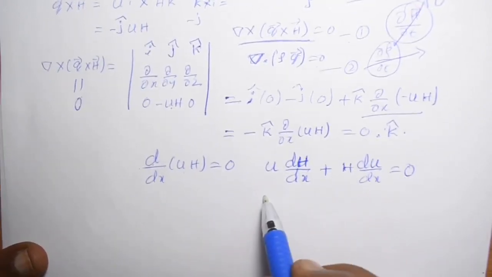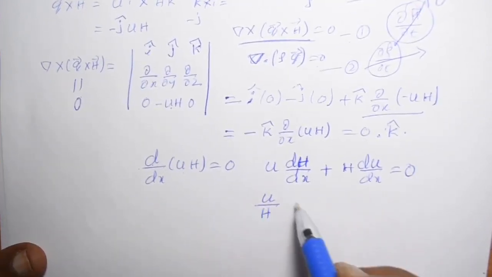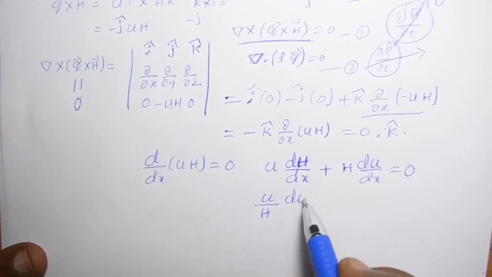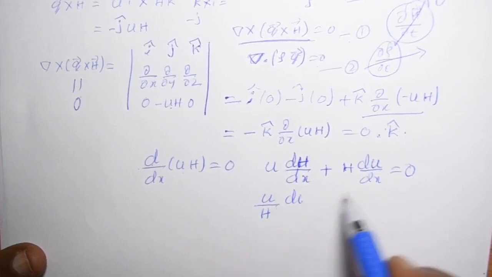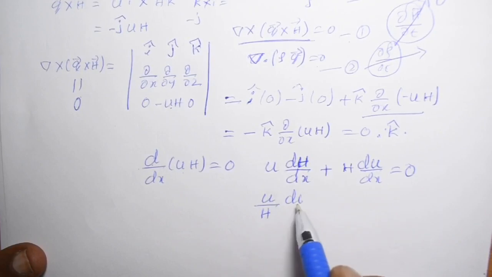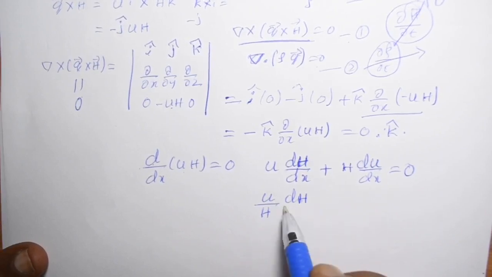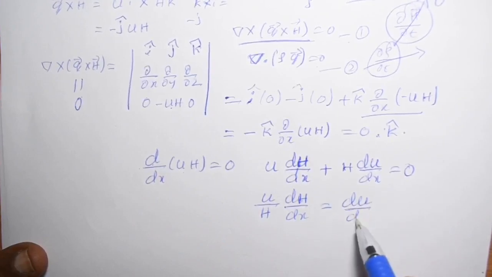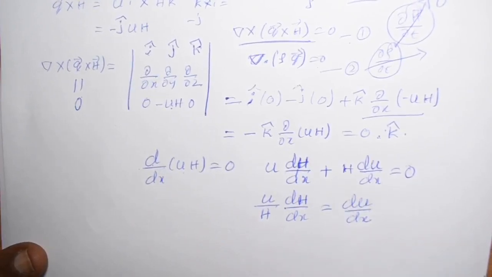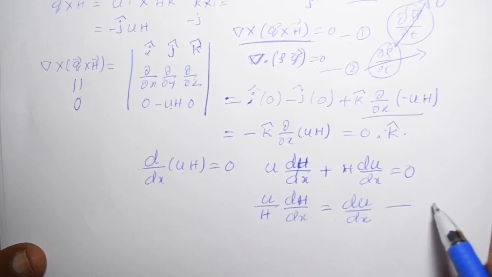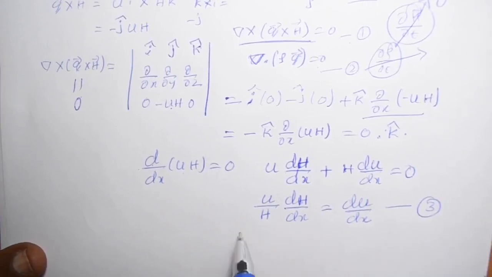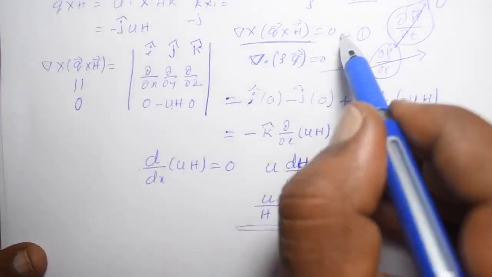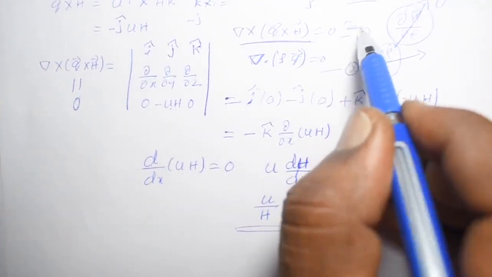Or in other words, u by h into dh by dx is equal to simply du by dx, so you need du by dx. So by cross multiplying this you are going to get like this. I am going to call this equation number 3. Right. Now, this is with the help of your magnetic induction equation.